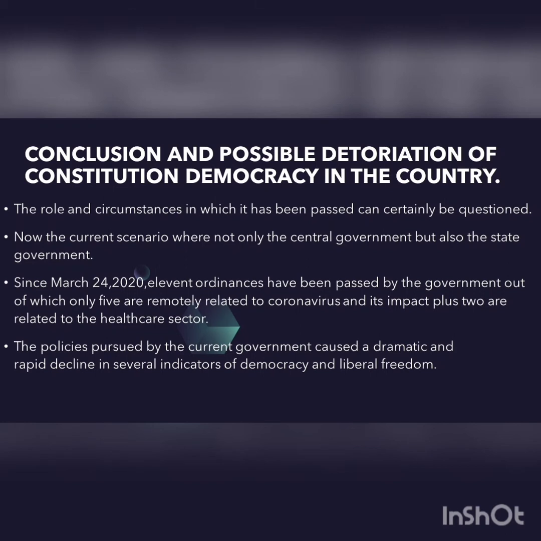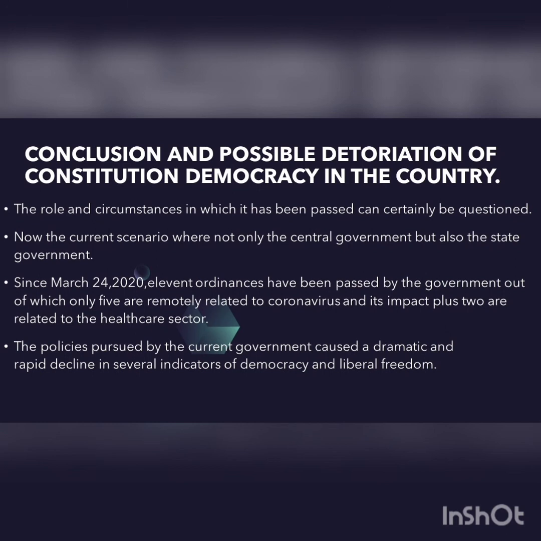Since March 24, 2020, 11 ordinances have been passed by the government, out of which only 5 are remotely related to coronavirus and its impact, plus 2 are related to the healthcare sector. The government released 3 ordinances as part of the COVID-19 relief package to supposedly help farmers. Many experts have opined that such mandates firstly do not help the farmers, but only help the big agri-corporations, and secondly, that they have no connection to the pandemic and are thus not urgent.